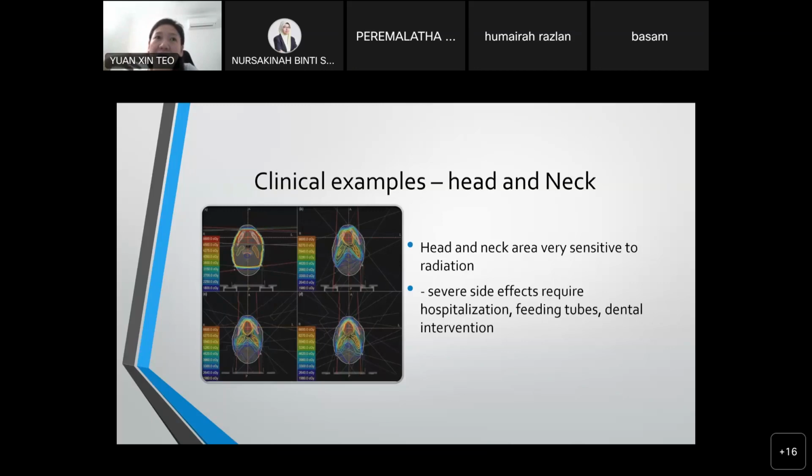It may also cause your gums to become a hole. It will create a hole, because the teeth and the gums here are very sensitive to this radiation. So there will be very severe side effects to your gum area and the teeth.